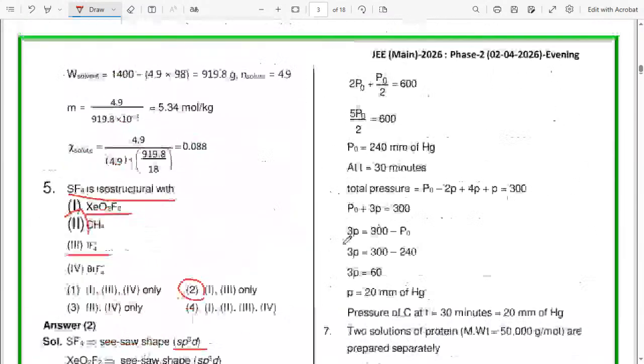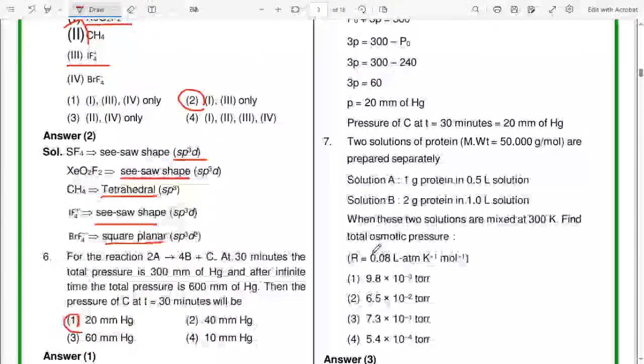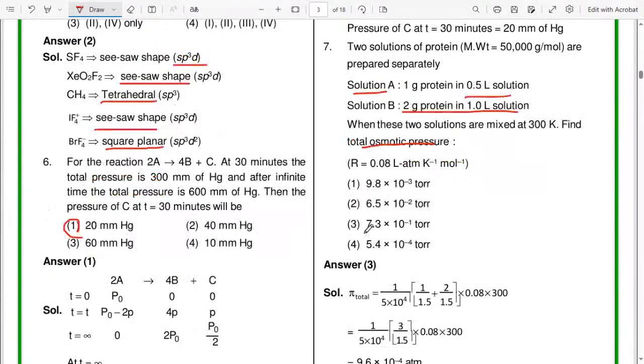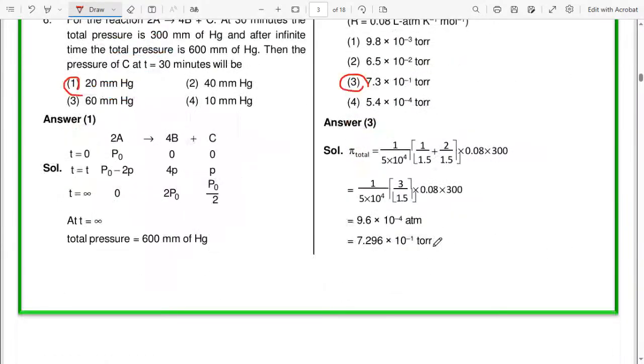Next question number 7. Two solutions of protein, molecular weight 50,000 grams per mole, are prepared separately. Solution A, 1 gram protein in 0.5 liter solution. Solution B, 2 gram protein in 1 liter solution. So the molarity is going to be the same. When these two solutions are mixed at 300 K, find total osmotic pressure. So it is going to give 7.3 into 10 to the minus 1 torr. So how? It can be calculated like this.